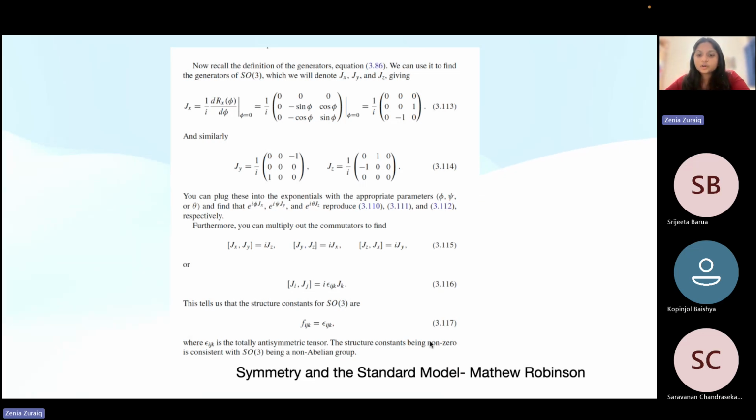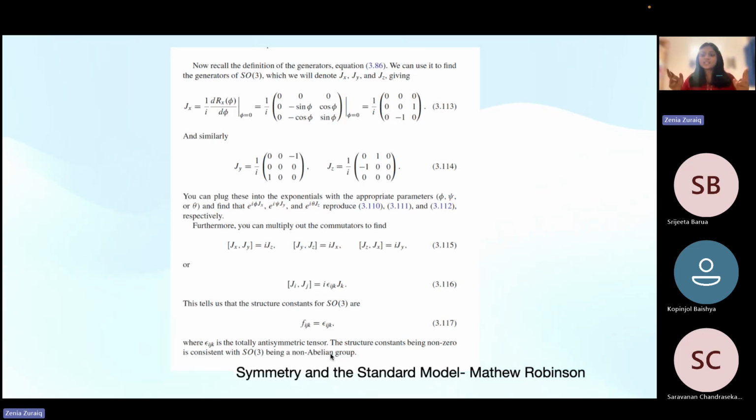So the structure constants being non-zero is consistent with SO3 being a non-abelian group, because in a plane, it doesn't matter in what direction I turn. If I do 30, then 40, it's the same as if I do 40, then 30. But if I am in a three-dimensional space, if I first turn in this direction by some angle, then in this direction by some angle, the order in which I do the Eulerian rotations really matters. They don't commute. So that's why the structure constants are also non-zero.